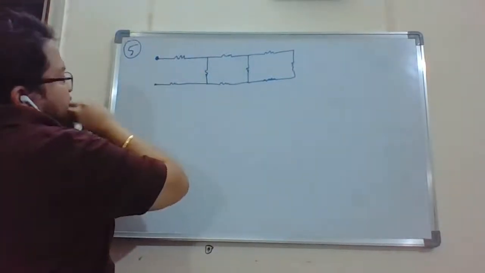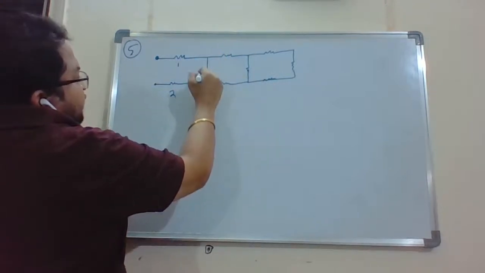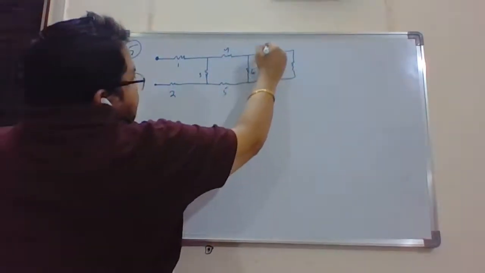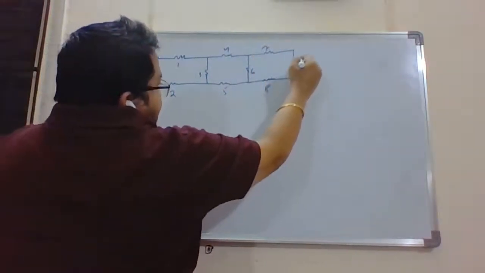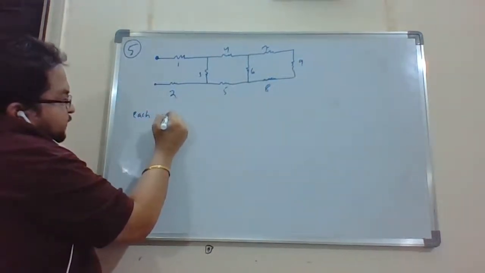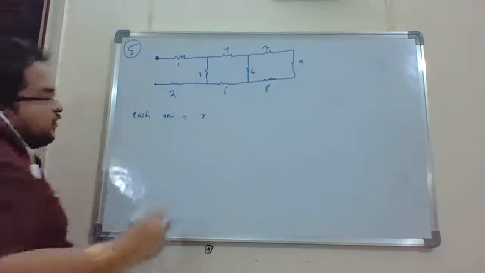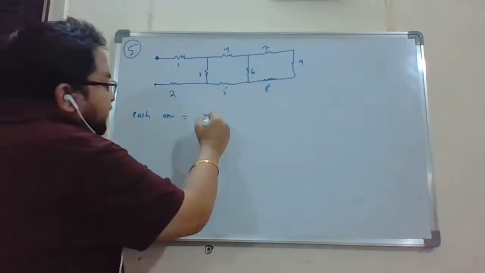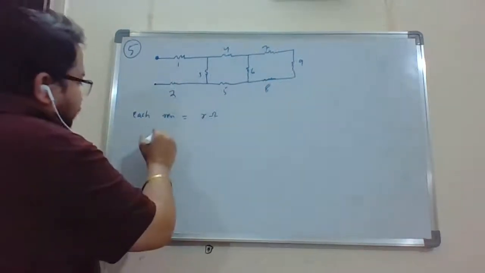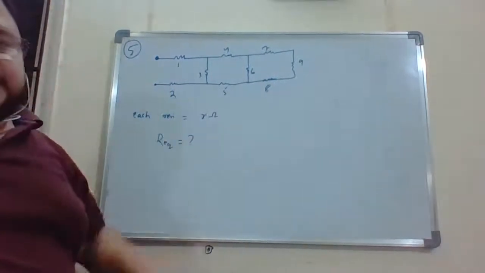Okay, so say resistor number 1, 2, 3, 4, 5, 6, 7, 8, 9, and I'm saying each resistance equals R ohm. Okay, so suppose everything is your R ohm. So in that scenario, let us try to find out what would be the R equivalent in this case.